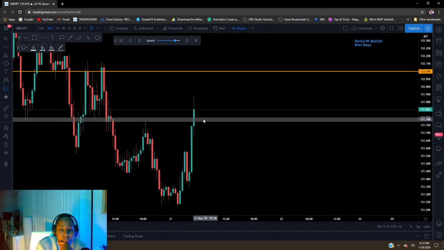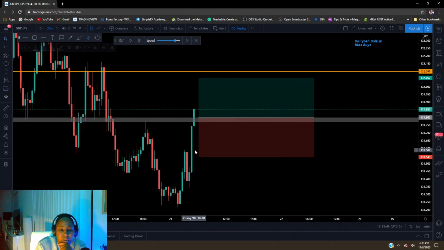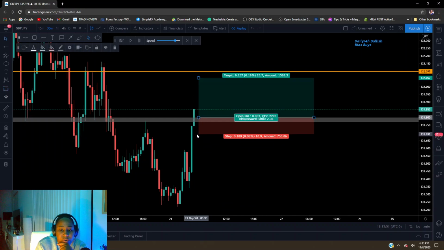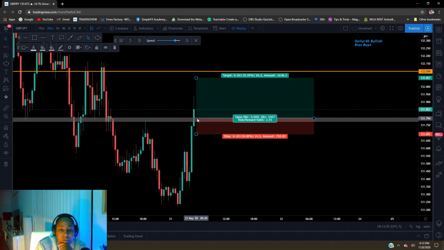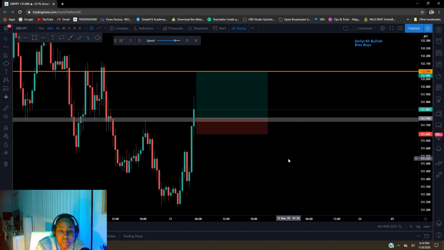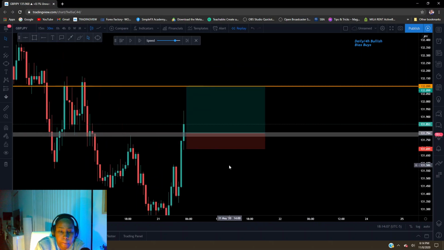Let's take a long position, and I'm gonna put it here with a 10 pip stop. If price comes down here, then it's activated and it's going to continue bullish. If it doesn't come down, it's not going to be activated. Okay, so let's see if we could win this last trade of this video here.